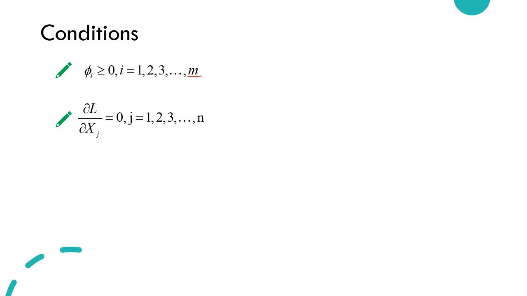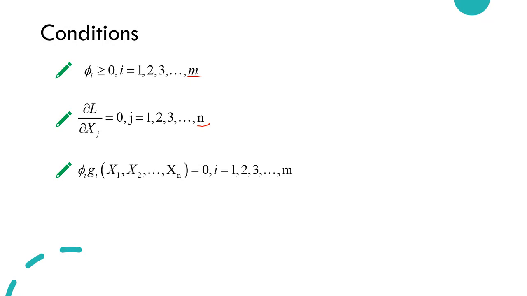The second one is dou L by dou xj equal to 0, where j is equal to 1 to n. Here n indicates the number of variables in the objective function. If there are 2 variables, then I have to partially differentiate the Lagrange equation 2 times. So dou L by dou x1 is equal to 0. Similarly, dou L by dou x2 is equal to 0 if we have 2 variables x1 and x2.